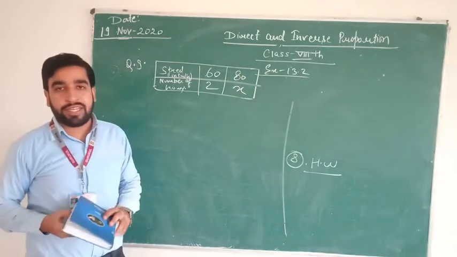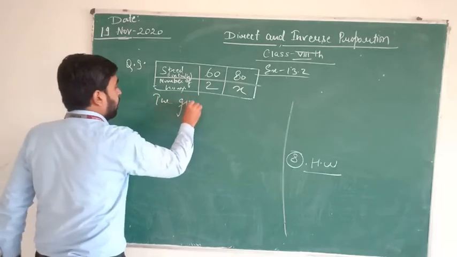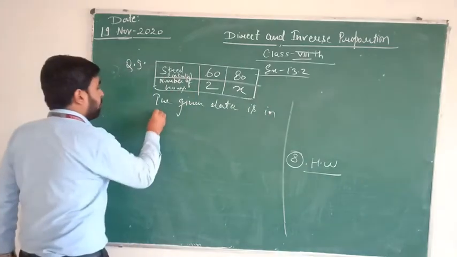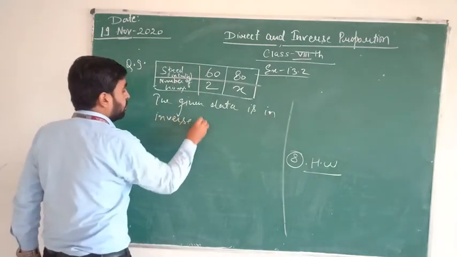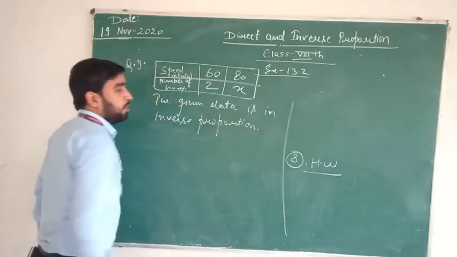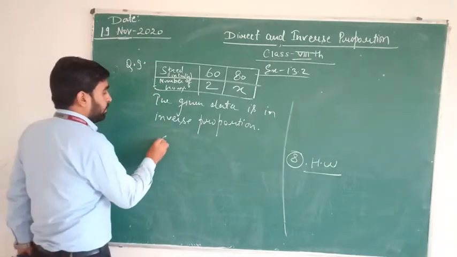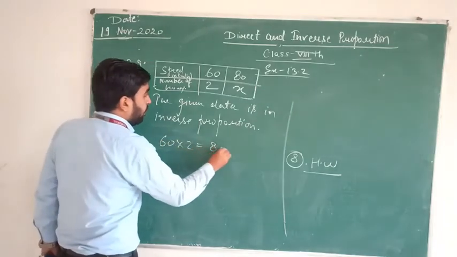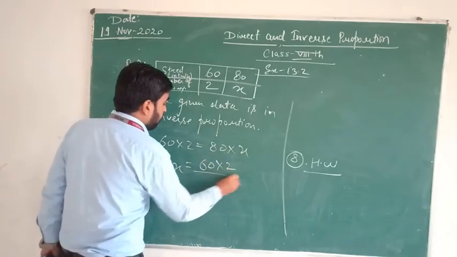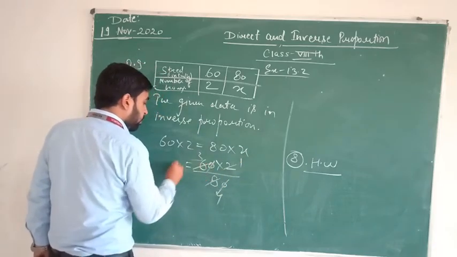So here is which kind of variation? Here is inverse variation. So we will mention this condition: the given data is in inverse proportion or inverse variation. In inverse proportion, what is equal? In inverse proportion, always the product is equal. So 60 into 2 is equal to 80 into x. x will be how much? 60 into 2 upon 80. 0, 0 cancel out. 2 threes are 6, 2 fours are 8.